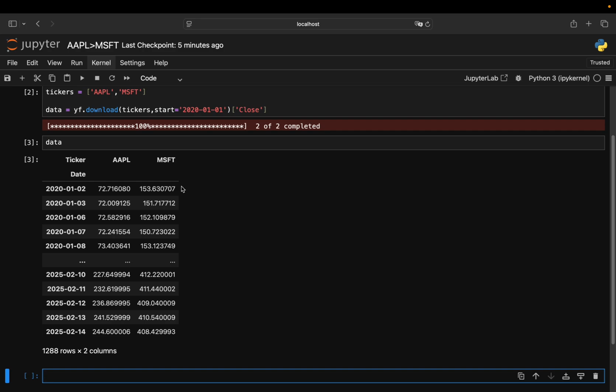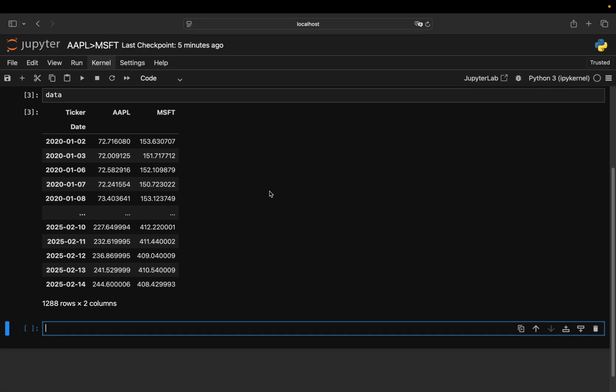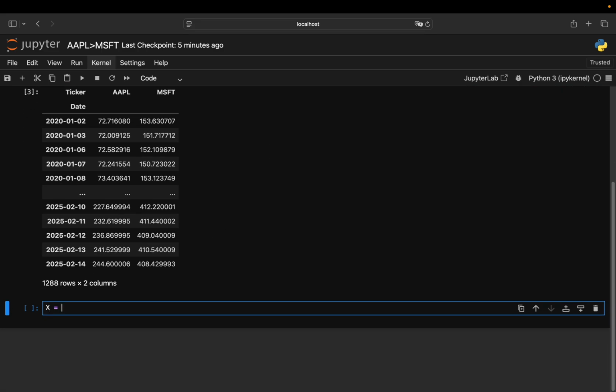Now, as I just said, we want to model the Apple price with the Microsoft prices. So we are just going to regress. To do a linear regression, and in this case it's only a simple linear regression, the easiest form of a regression, we define an X and a Y. So our X is going to be just our Microsoft values. So we can just index for the Microsoft column here.